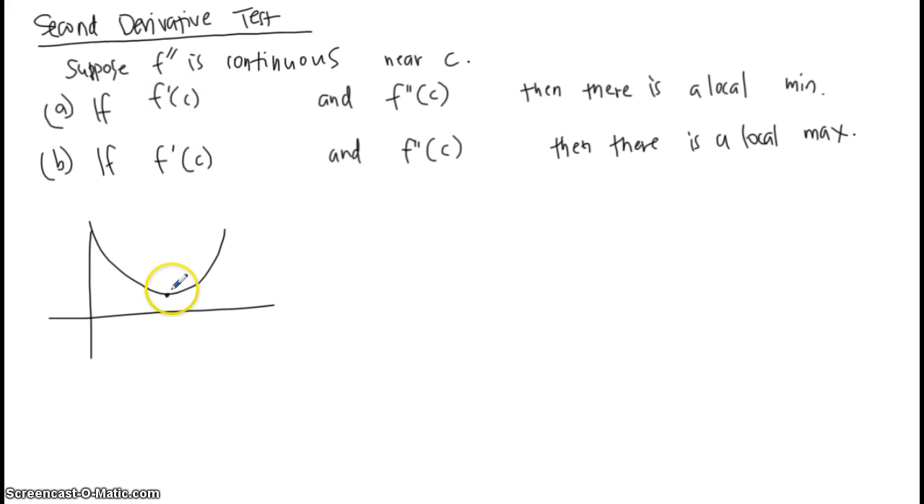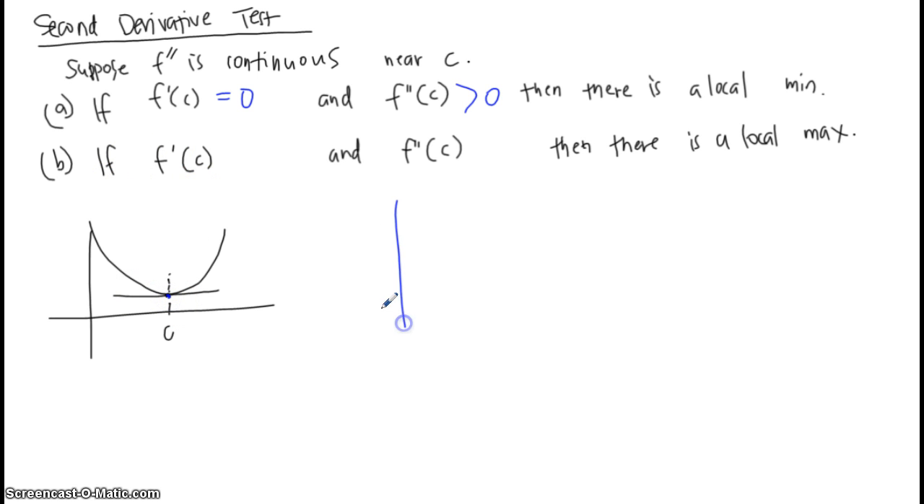What do we know about the first derivative at c? The first derivative at c is the slope of the tangent line, so the first derivative must be equal to 0. Right? And what do we know about the second derivative at c? Well, if I have a tangent line of slope 0 and the second derivative is positive, then there's a local minimum, because if the second derivative is positive, it's concave up.